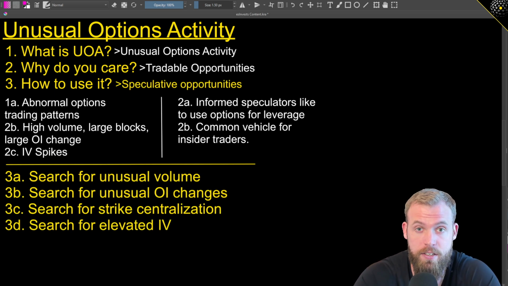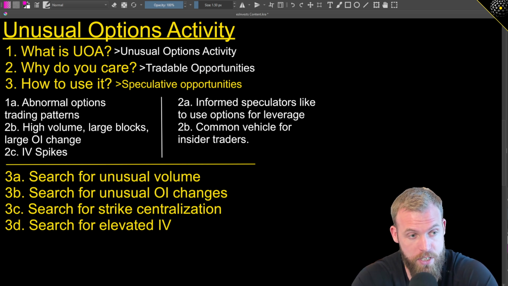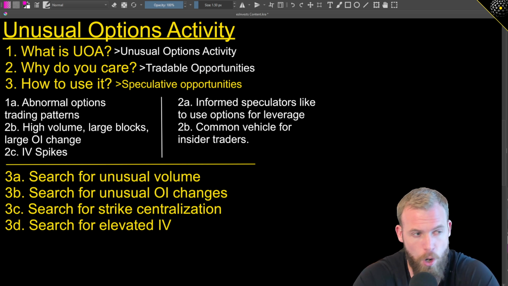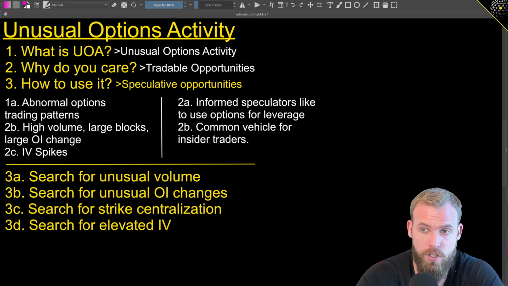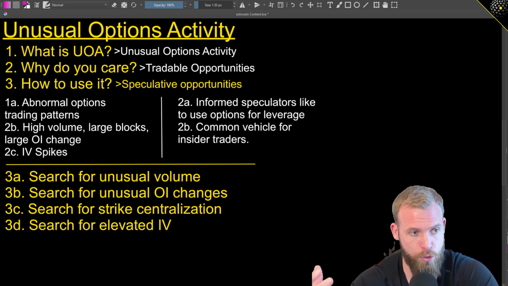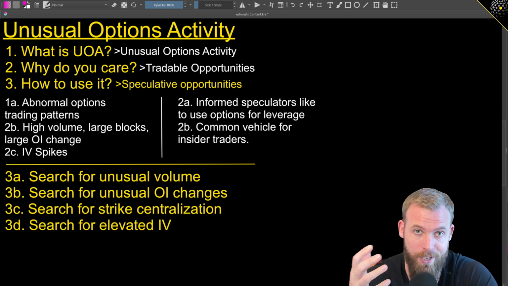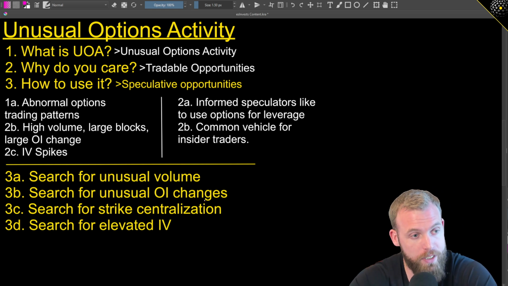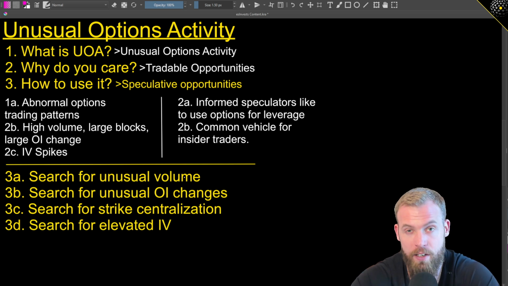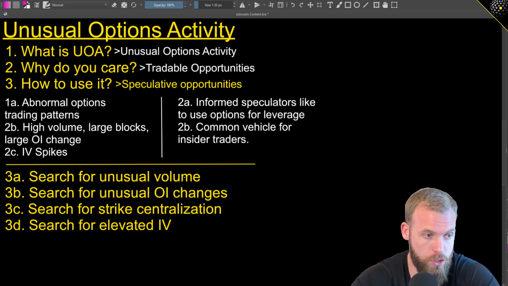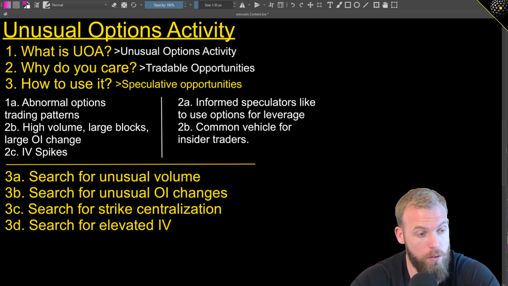Now, the way I look at this is these are very speculative trades. We're piecing together breadcrumbs, and we don't know with certainty if a big trade coming through means bullish or bearish. You can come up with some ideas, so here are some really basic starting principles you can employ. Look for really big volume that is anomalous, and look for really high open interest changes. These things have to be taken in context though.